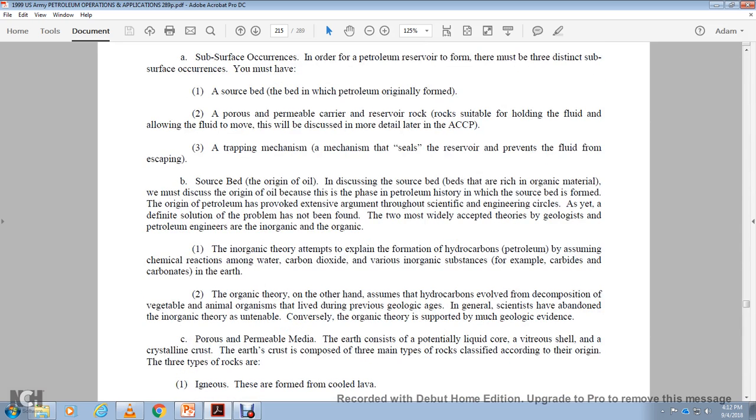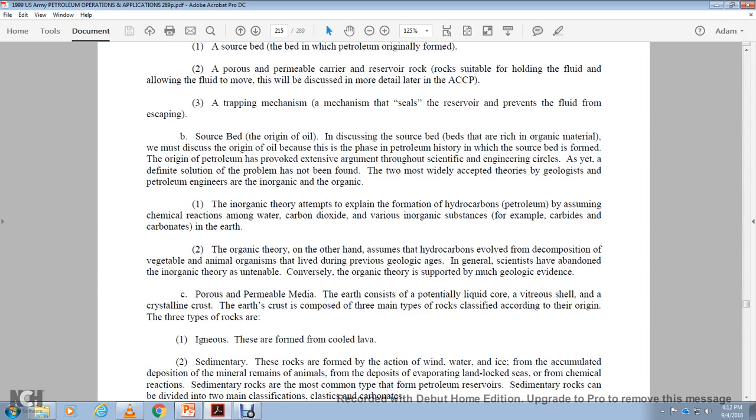Porous and permeable media of the earth. Consider the earth as a potential liquid core with a crystalline crust. The earth's crust is composed of three main types of rocks, classified according to their origin. Three types of rocks: igneous is the form of cooled lava; sedimentary rocks are formed by the action of wind, water, and waves, the accumulated deposition of minerals and remains of animals, and deposits from evaporating landlocked seas; and the third involves chemical reaction.